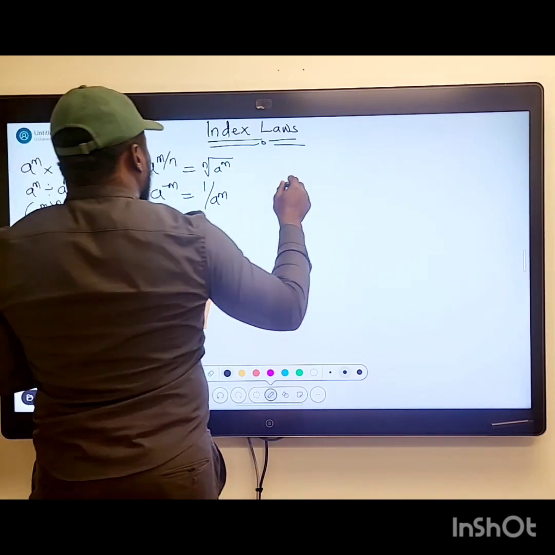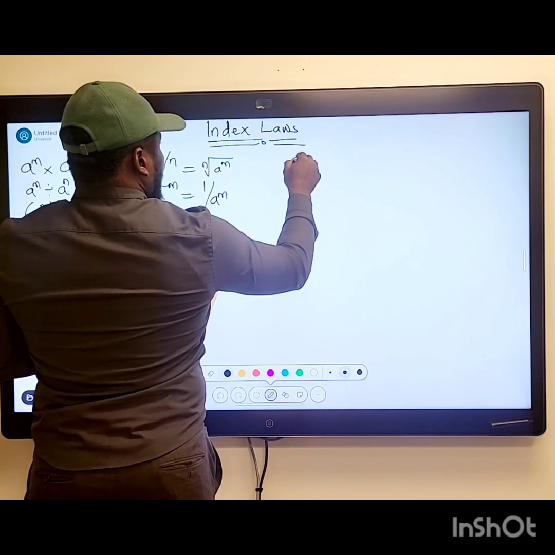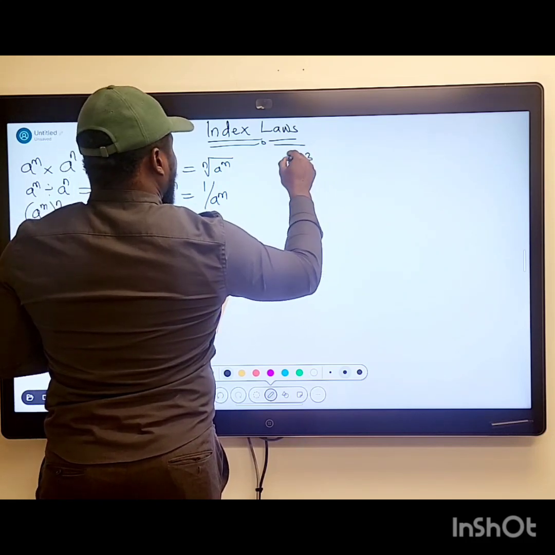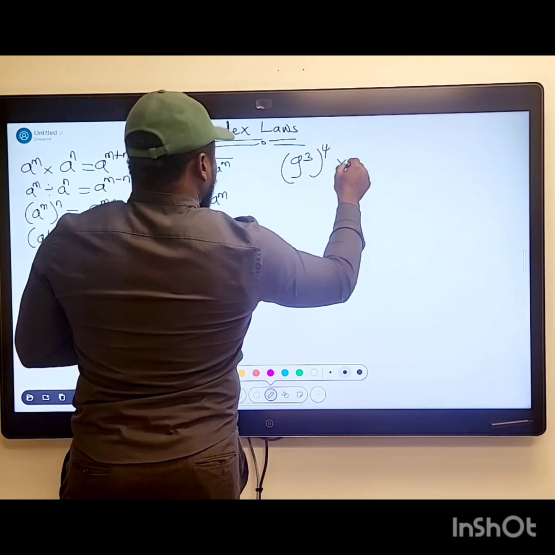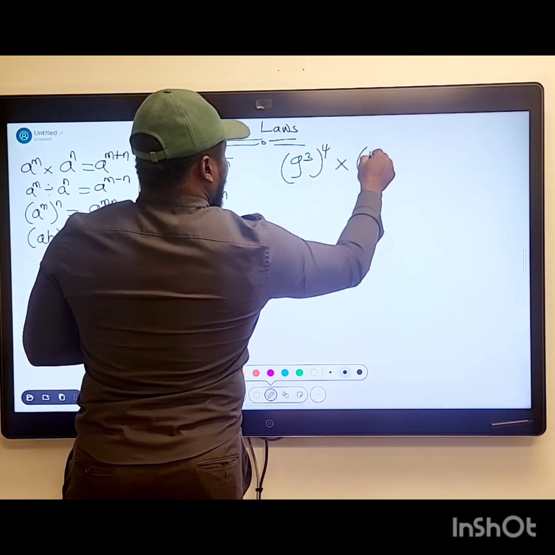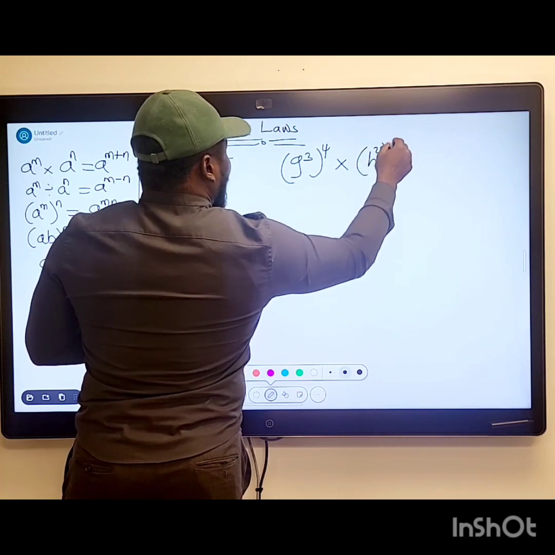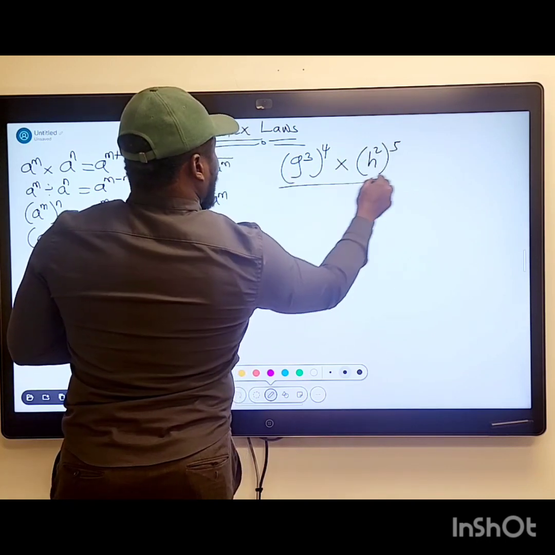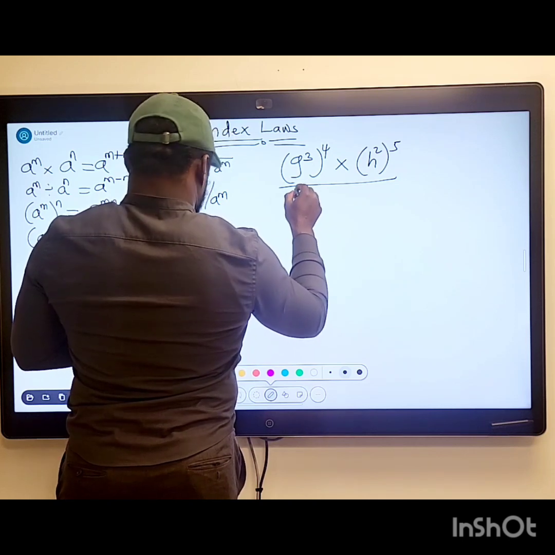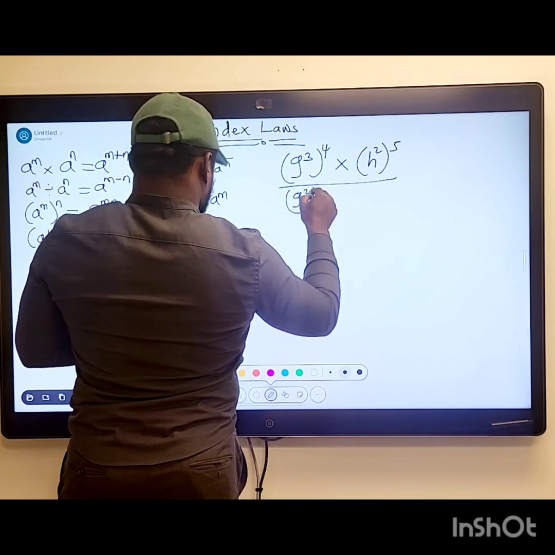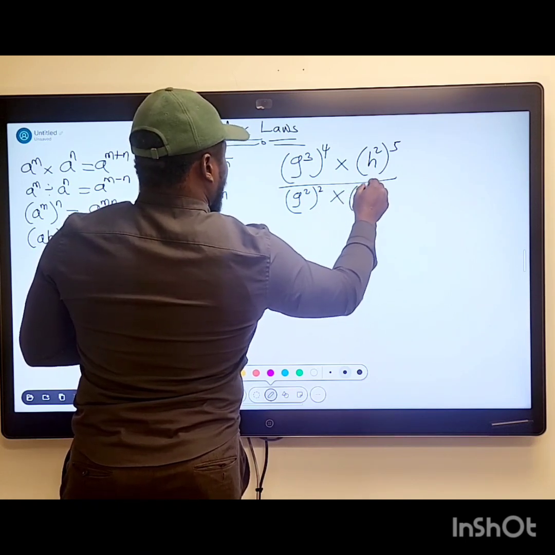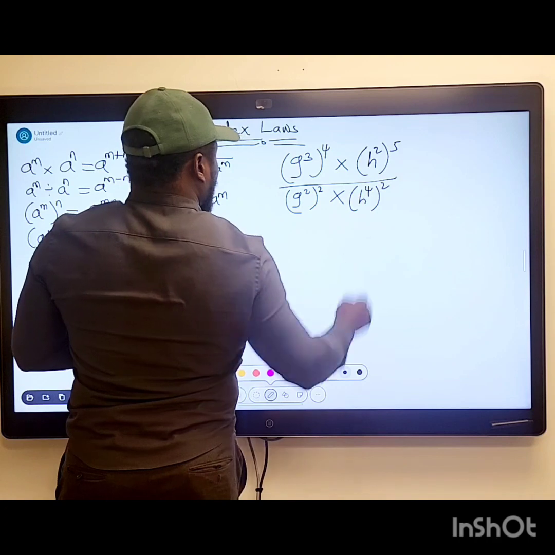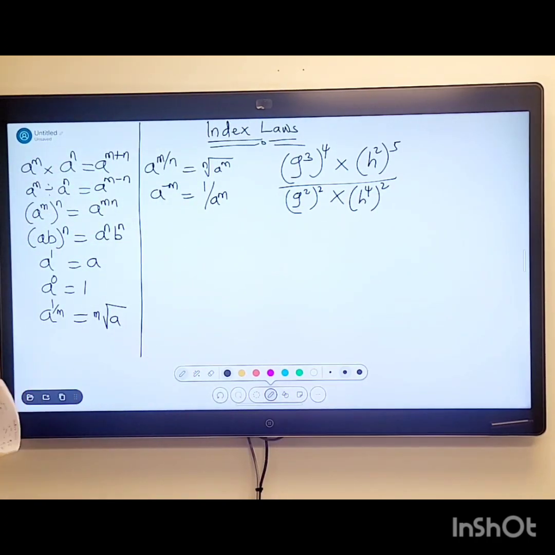So let's look at this question. G raised to the power 3 parenthesis 4 times H raised to the power 2 parenthesis 5, then G 2 times 2 times H raised by 4. Now let's look at this question. Now it combines a lot of laws, but let's solve it.